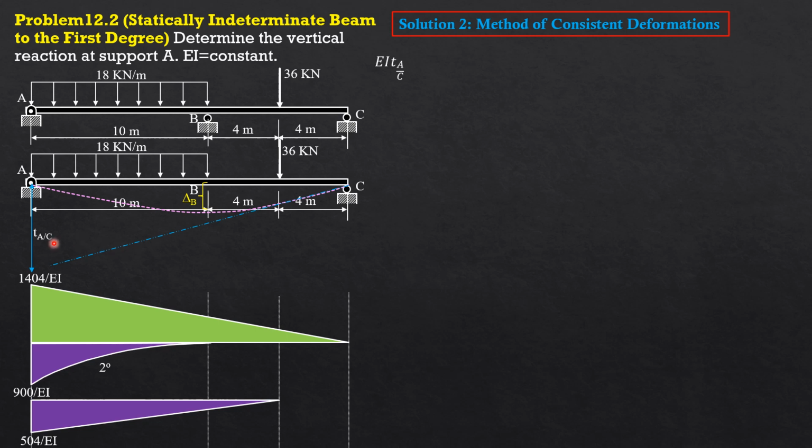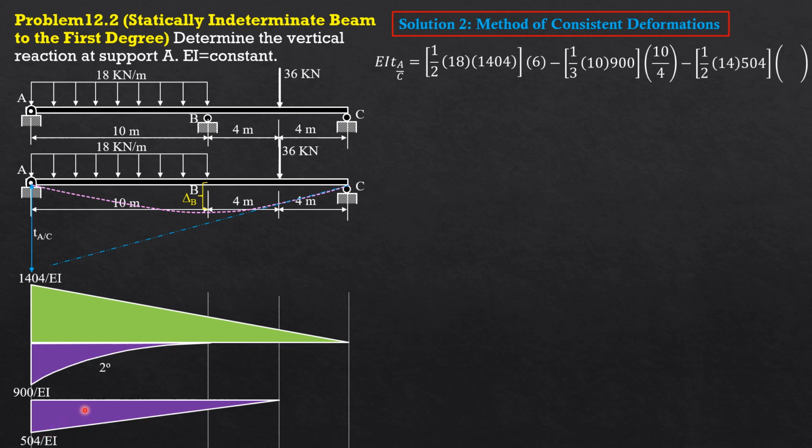So EI times the deviation of A relative to C is 1/2 of 18 times 1404, moment arm 18 over 3 or 6. Then minus the moment of this area with respect to A, which is 1/3 of 10 times 900 times 10 over 4, the moment arm. Then minus the moment of this area, 1/2 of 14 times 504 times 14 over 3. So solving for the deviation of A relative to C, it is positive, so that's correct because A is above the reference tangent at C.